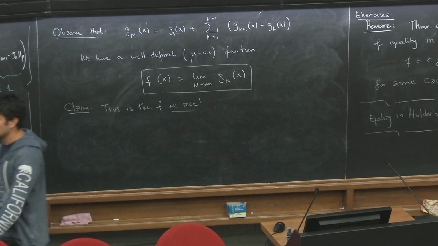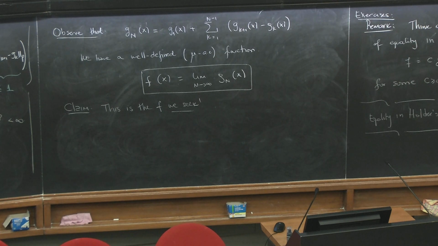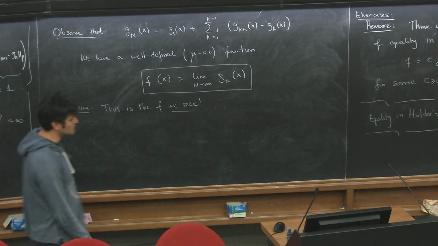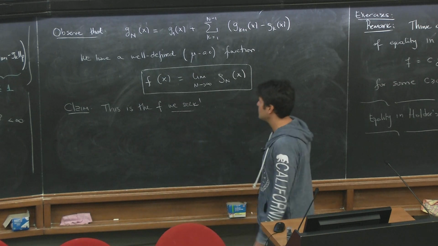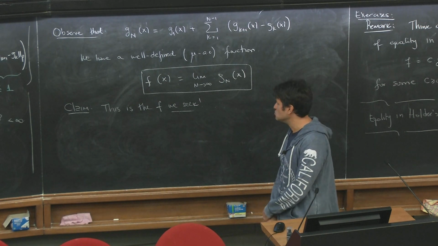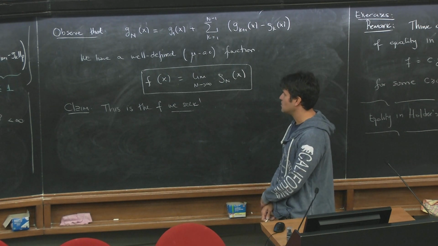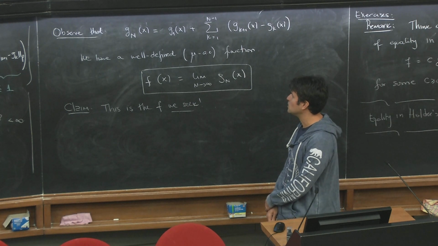Remember, we have to prove this f belongs to my space, and we have to prove that my overall sequence converges to this f. That f is actually the limit of the sequence. How do we do that? Let's see. Okay, how do I show that f belongs to LP?